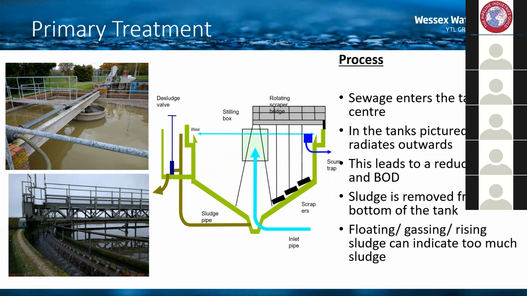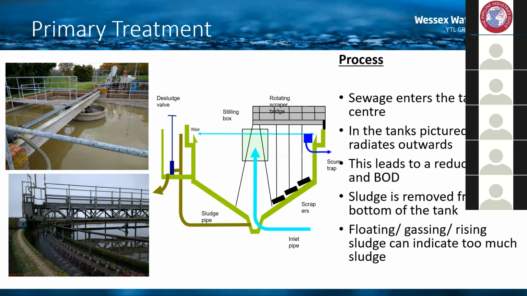And that scraper system scrapes the sludge around the tank and into a hopper at the bottom. There's then a sludge draw-off pipe at the bottom of the tank, and that draws the sludge out from the bottom of the tank and pumps it across, typically to sludge tanks of some kind, where it's stored before being removed from site. And then you get the effluent, which is a lot lower in suspended solids and BOD, and passes on to the next stage of the treatment process.